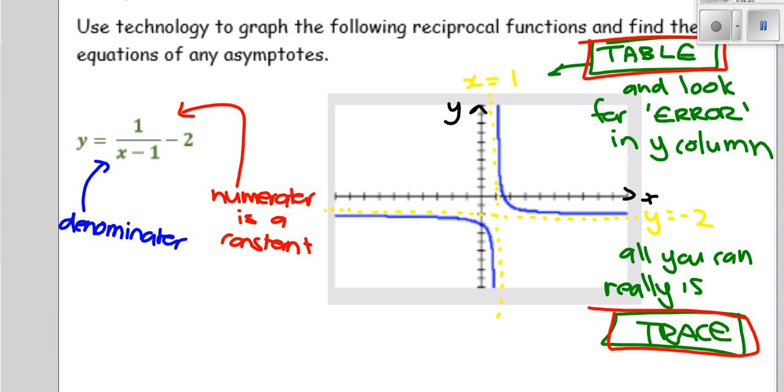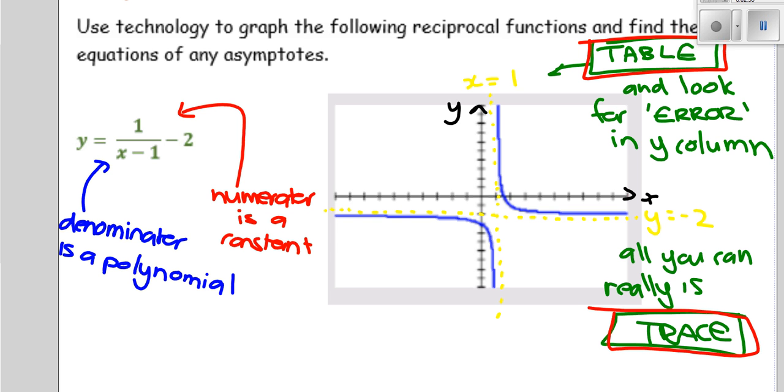Your polynomials are quadratics, cubics, quartics, quintics, where you've got x squared, x cubed, that kind of thing. The denominator is a polynomial, where you've got x to the power of something. That's what makes it a reciprocal function, because the numerator is a constant and the denominator is a polynomial.